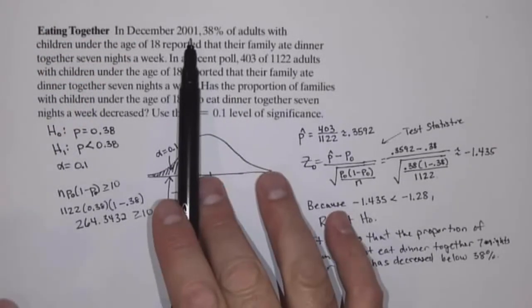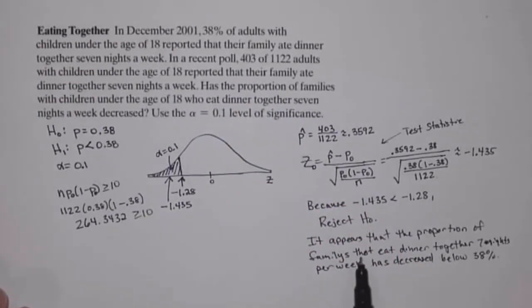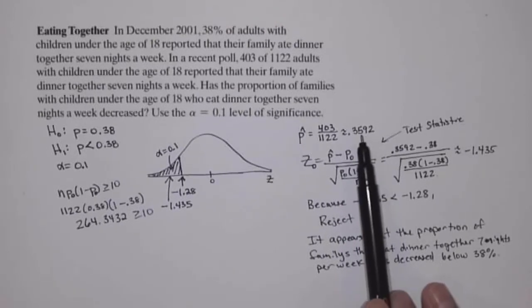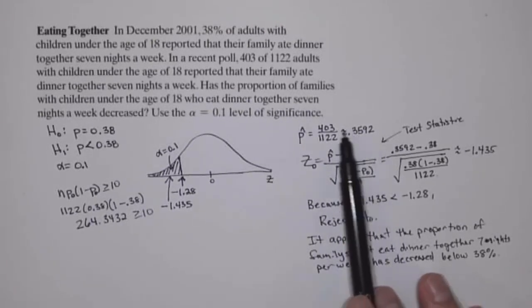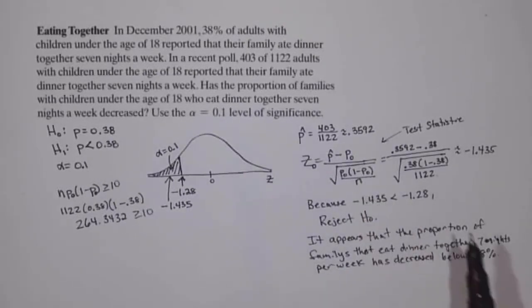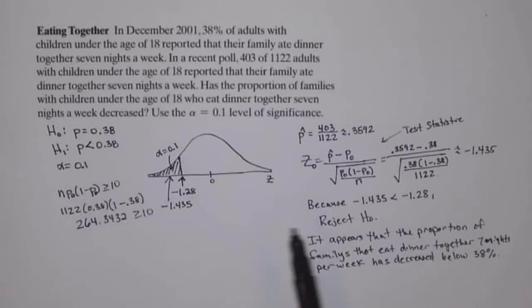Based on our sample evidence that we just obtained, it now appears that the percent is less than 38%. So our results were not just because samples vary. Our results were because it appears that the proportion has actually decreased. Our results were statistically significant. So now we have discussed this. This is the classical approach, and we'll make this a little more formal later on. But I want to contrast this with another approach called the p-value approach. And so we'll pick up from here in the next video.